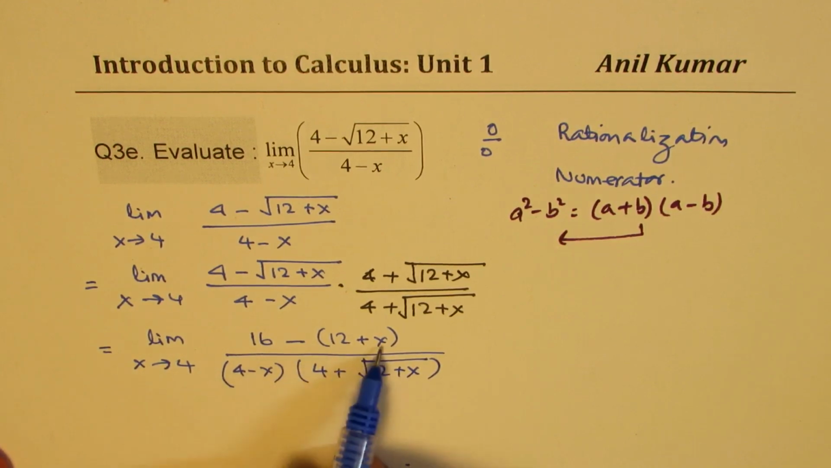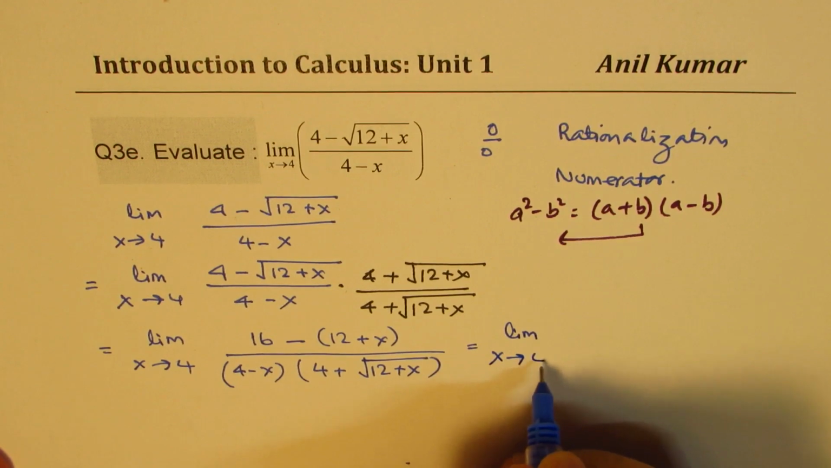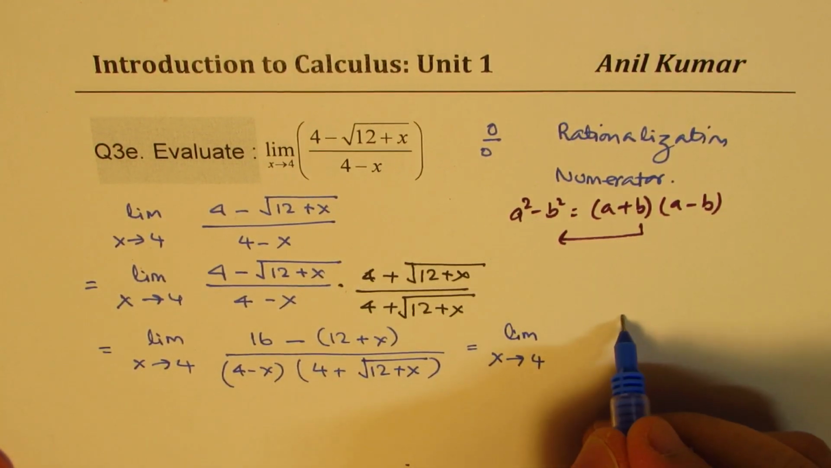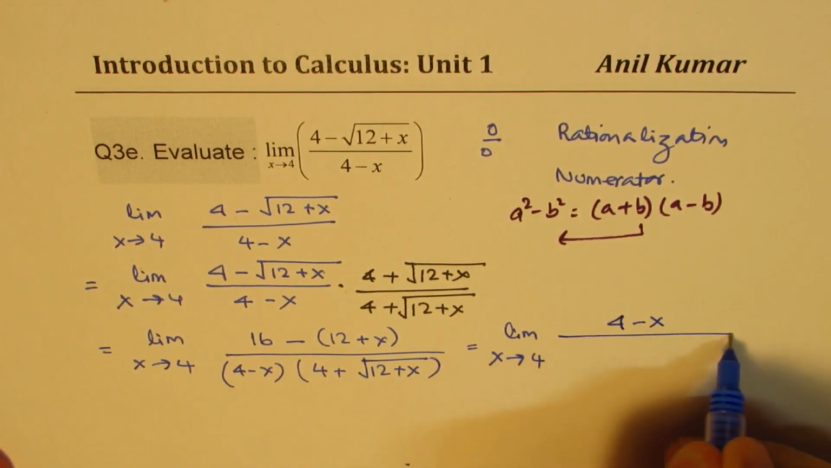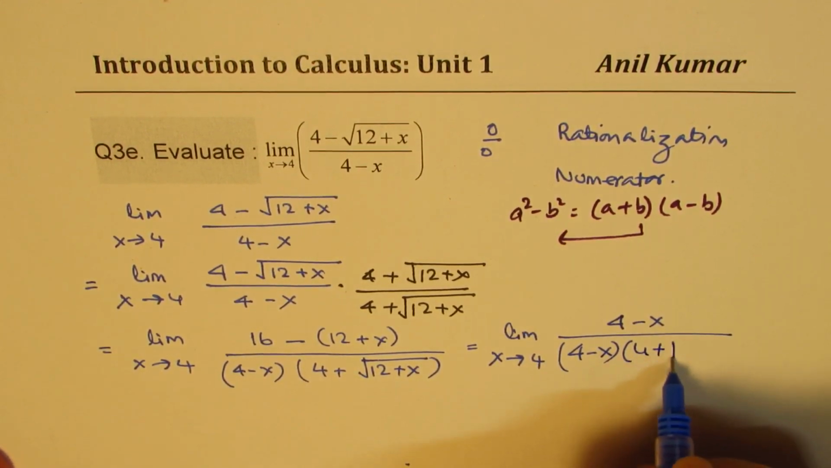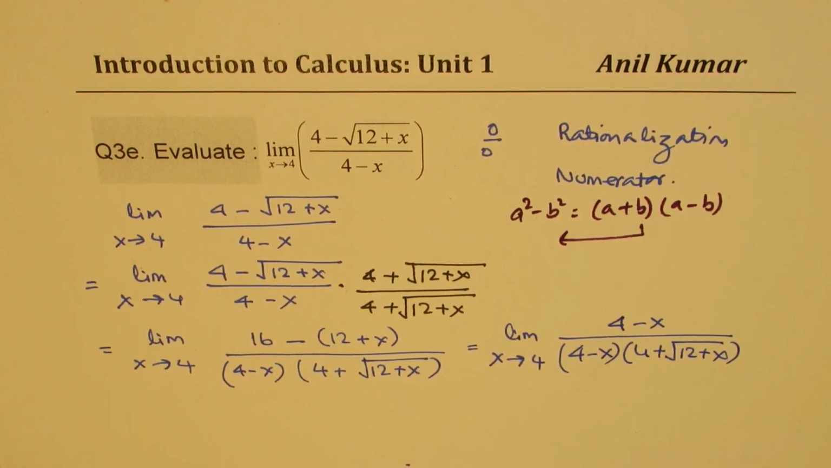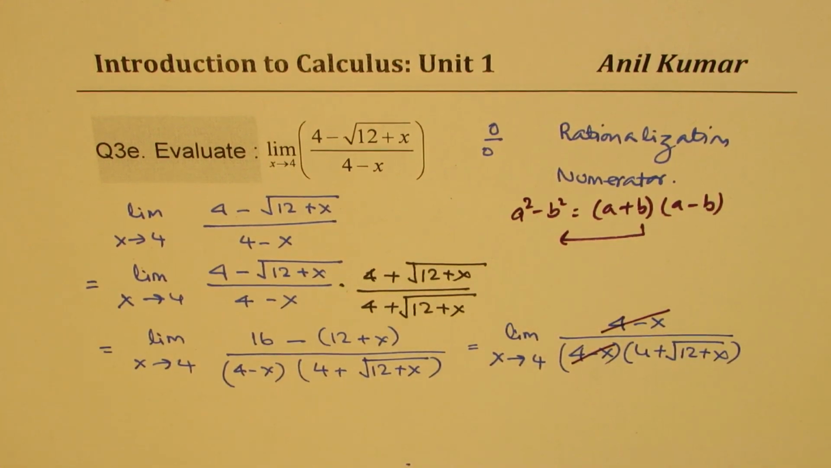Now, let's simplify the numerator. We get the limit as x approaches 4, with 16 minus 12 plus x, so we get 4 minus x in the numerator, divided by 4 minus x in the denominator, which is a factor that can now be cancelled. That was the idea. Since it was 0 over 0, we knew there is a common factor, which is 4 minus x or x minus 4, so it could be cancelled.